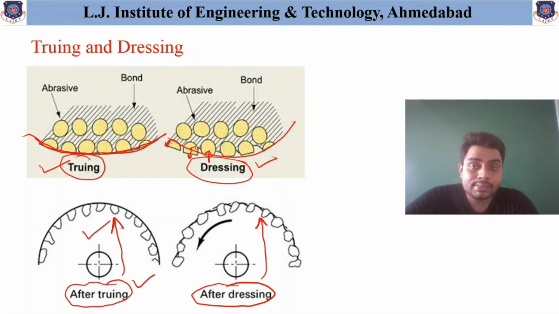So I hope it is clear to you what the difference is between these different types of parameters and how to select grinding wheels based on the different requirements.